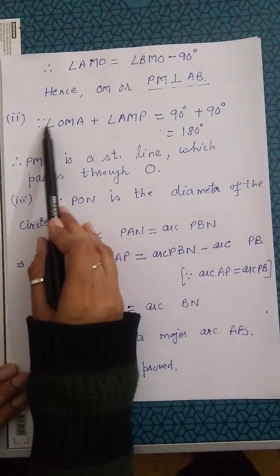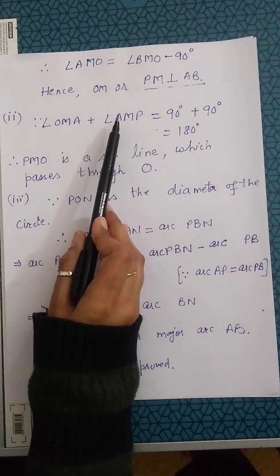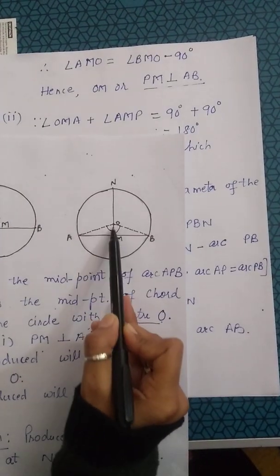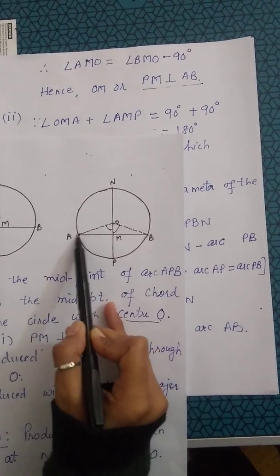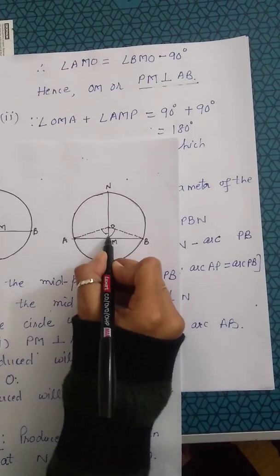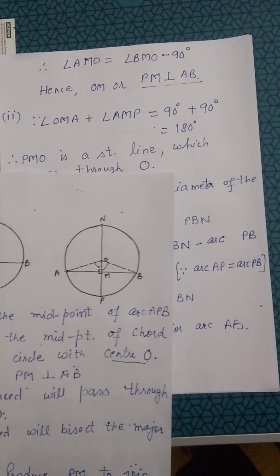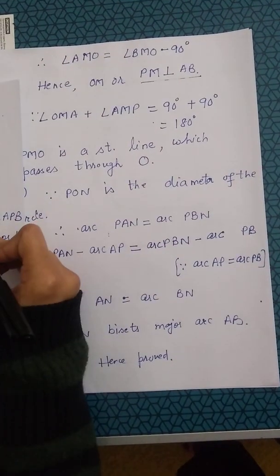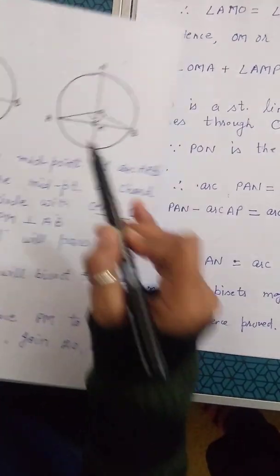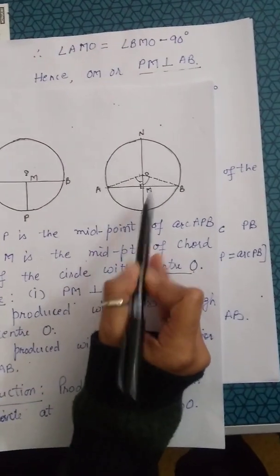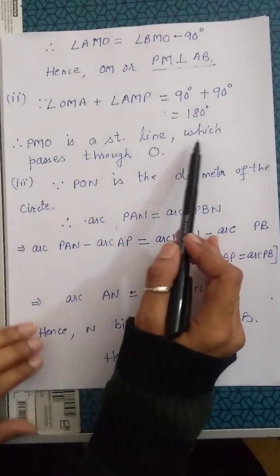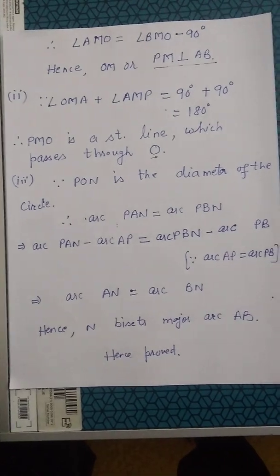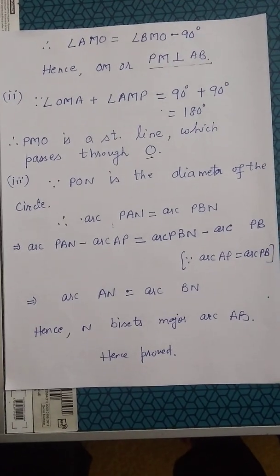Part 2. Because OMA plus angle AMP, we will take these two angles here, OMA and AMP. If we can see this, 90 plus 90, this will form 180. Because PMO is a straight line, PMO will form a straight line. This is a 180 degree angle, therefore it will form a straight line, and we can say it will pass through point O, which is the center of the circle.